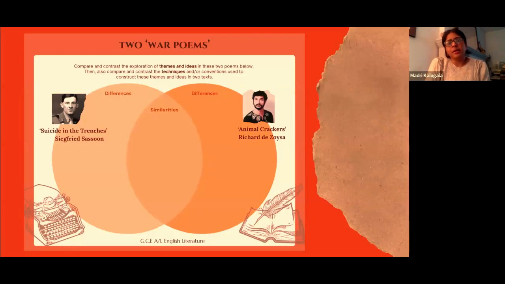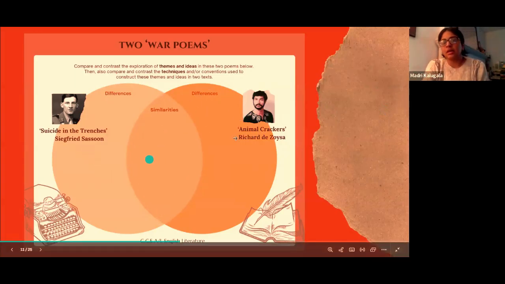So remember, I sent you this. I hope Kinori passed it around. I made a Venn diagram for you, to ease you into this idea of differences and similarities, compare and contrast. So can I know how many of you were able to fill in some of this? Did you manage to put in some points for the differences in Animal Crackers and the differences in Suicide in the Trenches, and the similarities? What are the two similarities between the poems?